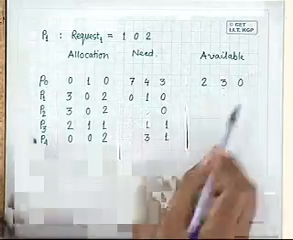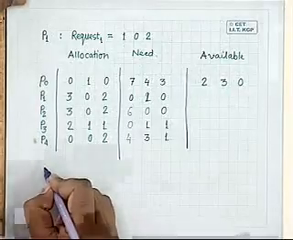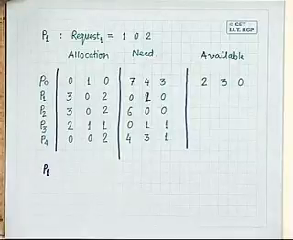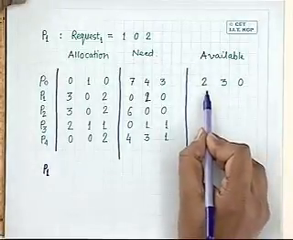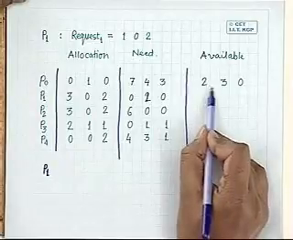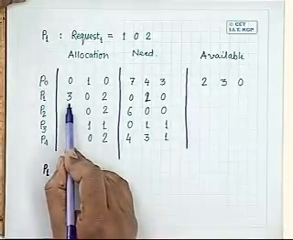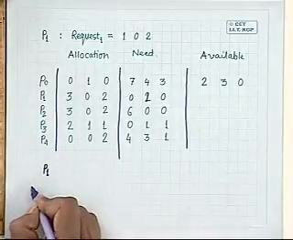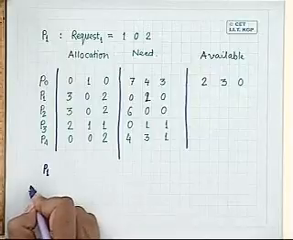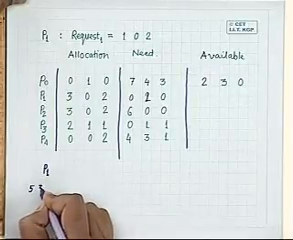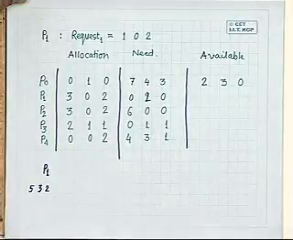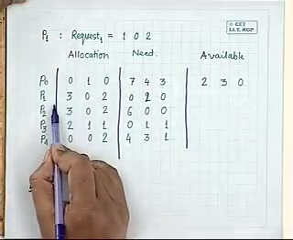Available is 2, 3, 0. So P1 can complete. After completion, what will be the available resources? We have available as 2, 3, 0 and allocated to process P1 is 3, 0, 2. So available resources will be 5, 3, 2. This is the available number of resources after completion of process P1.